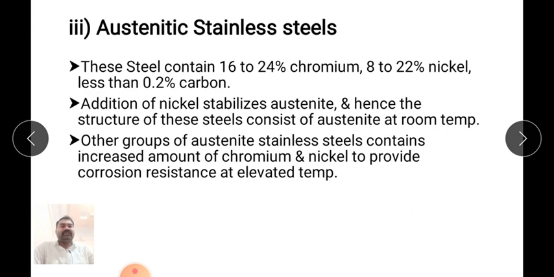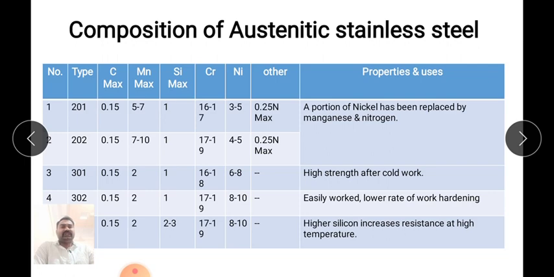Other groups of austenitic stainless steel contain increased amounts of chromium and nickel to provide corrosion resistance at elevated temperature. Means by the addition of chromium and nickel, corrosion resistance is also possible at elevated temperature. So here by the addition of nickel, the stability of the austenite increases. That's why here 8 to 22% nickel is added in the stainless steel, and hence it is known as austenitic stainless steel.